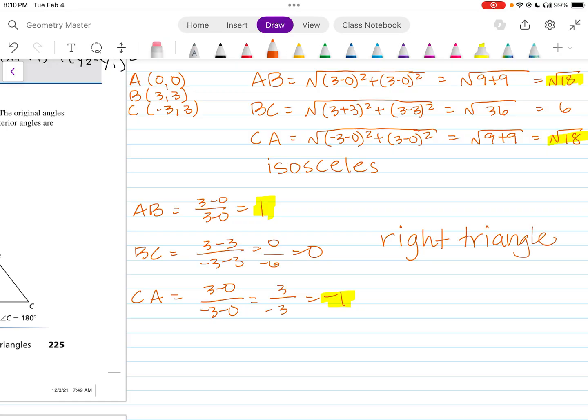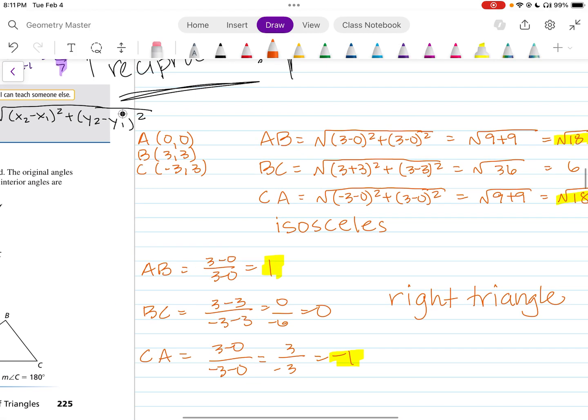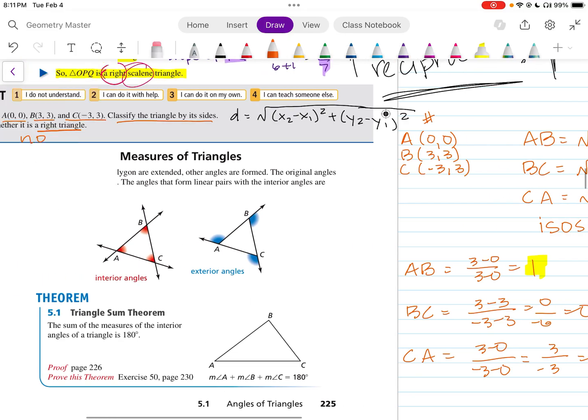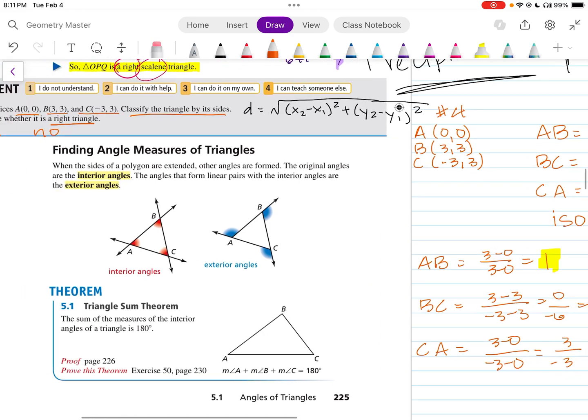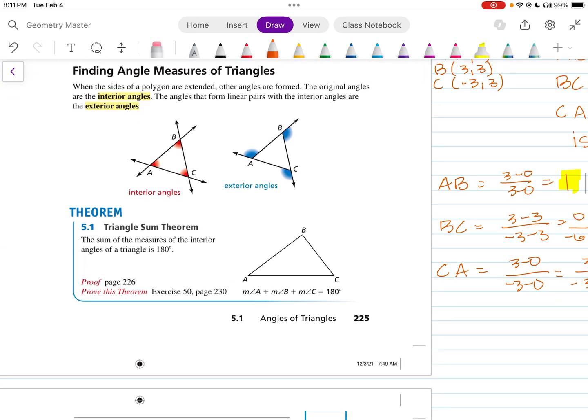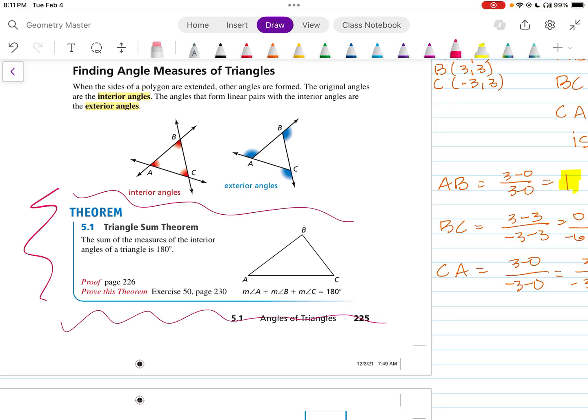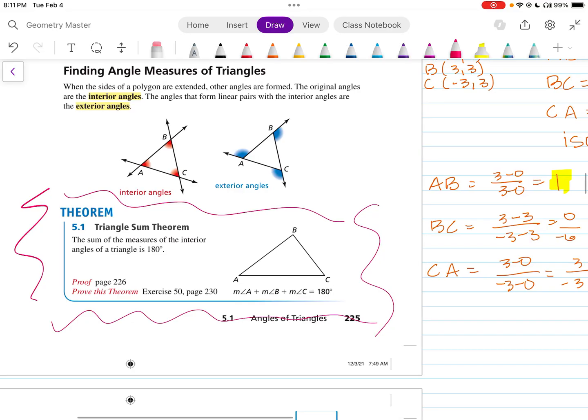So we would call this a right isosceles triangle. Is that number 4? Yes. Okay, so how about angle measurements? Well, all of the interior angles add up to 180 degrees. That is this theorem right here. So the sum of the interior angles is 180 degrees always.